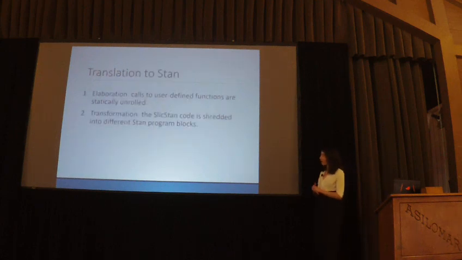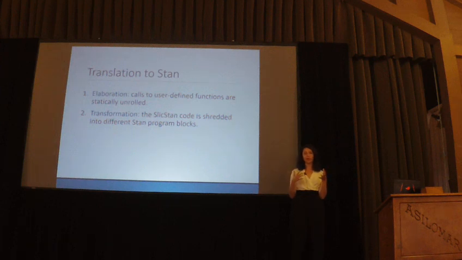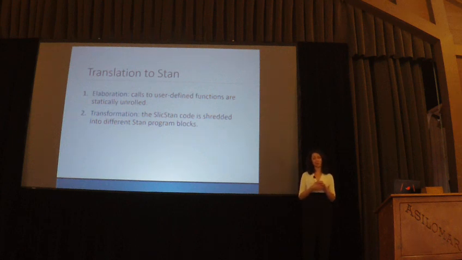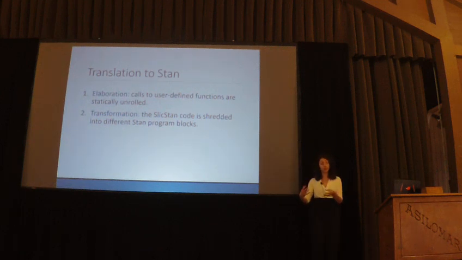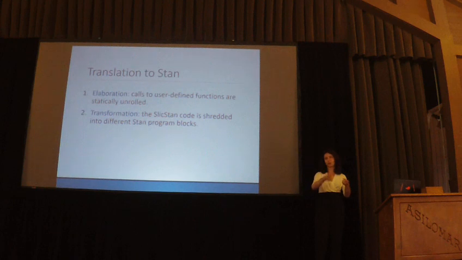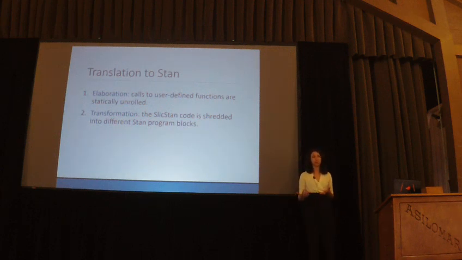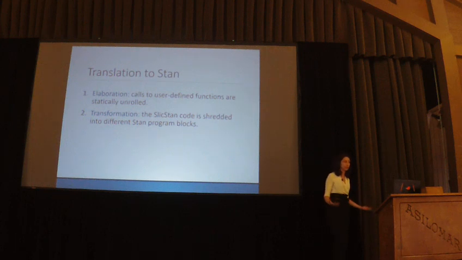Now, having inferred what each level is for variables in SlickStan, we need to do, unfortunately, one more step, which is the elaboration step. This is needed because functions in SlickStan can do more things than the functions in Stan. So to translate to Stan, we have to statically unroll those. So take the call to the function and actually substitute it with the body of the function and so on. After this, translating to Stan is easy because, as you saw, the syntax of SlickStan is very similar to that of Stan.